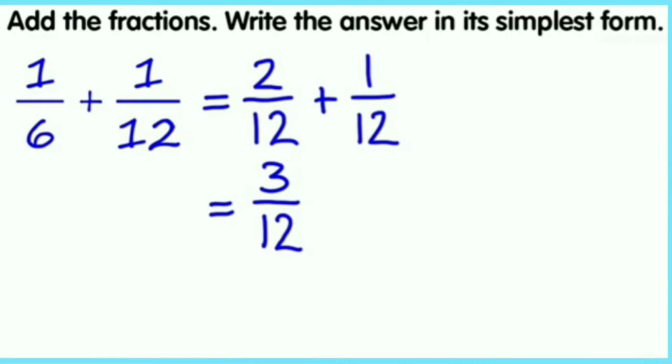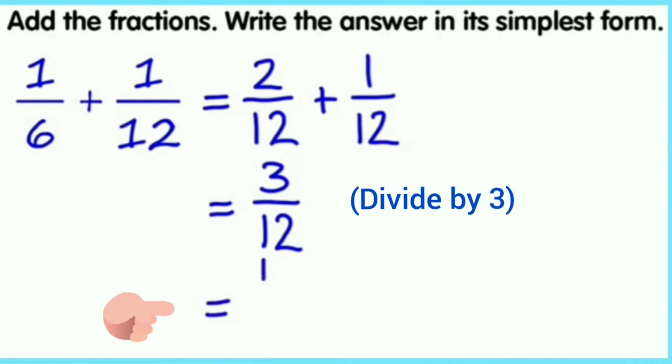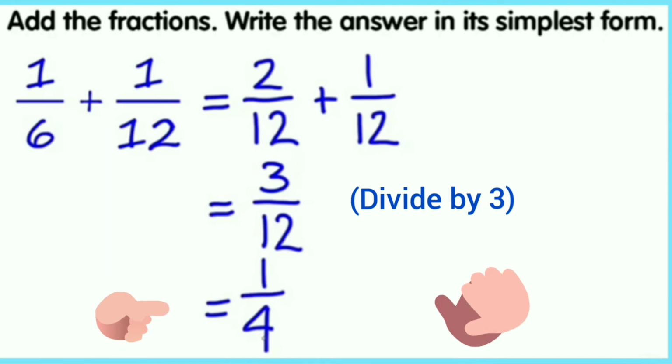Now we have got the answer 3 upon 12. But see, you can simplify this 3 upon 12 by dividing both the numerator as well as denominator by 3. You will get 1 upon 4. In similar method, let us see one more example.